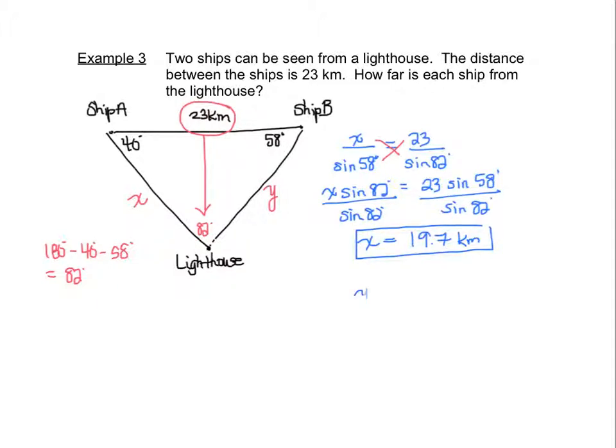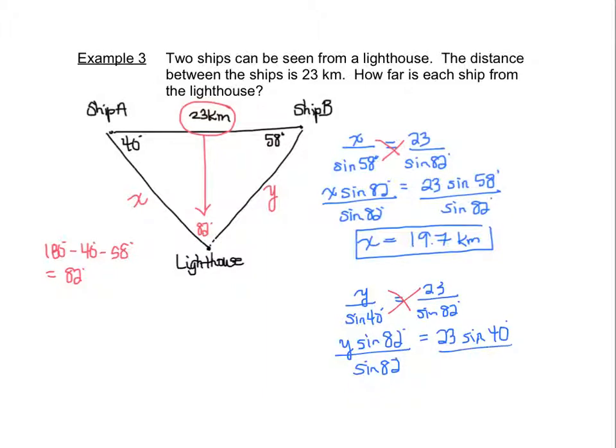So for ship B, we're going to say Y over sine 40 is equal to, and once again we'll use 23 and sine 82. Okay, cross multiply. So Y sine 82 equals 23 sine 40. Divide both sides by sine 82. Type that all into your calculator. And I believe that one is 14.9 kilometers.